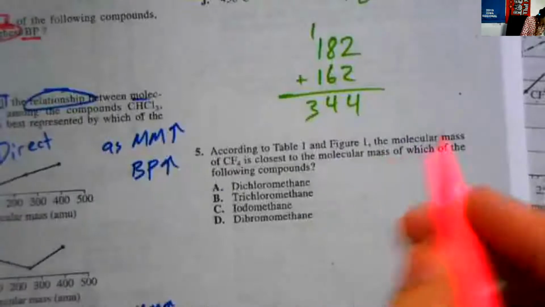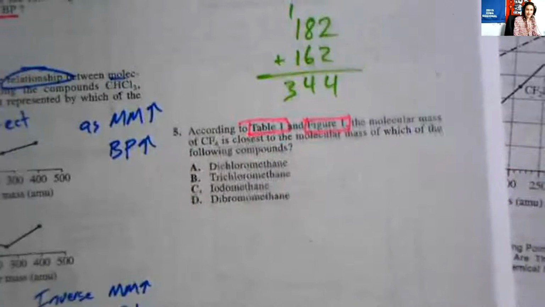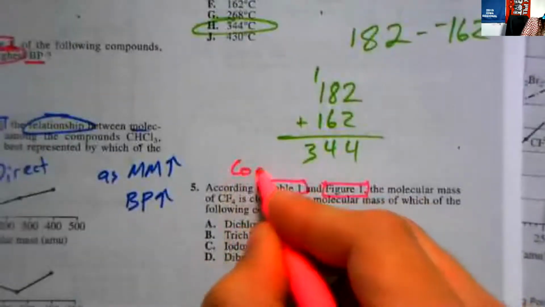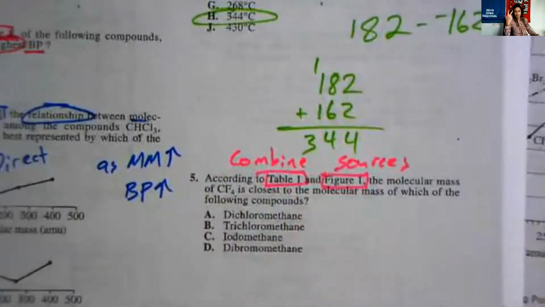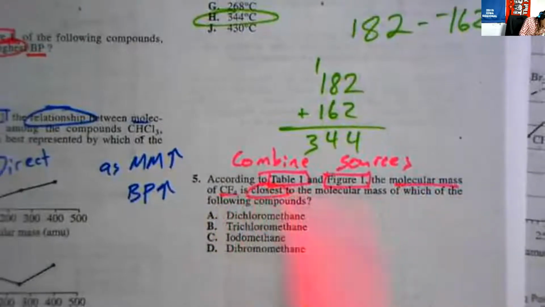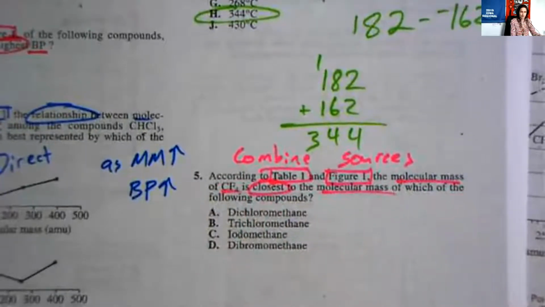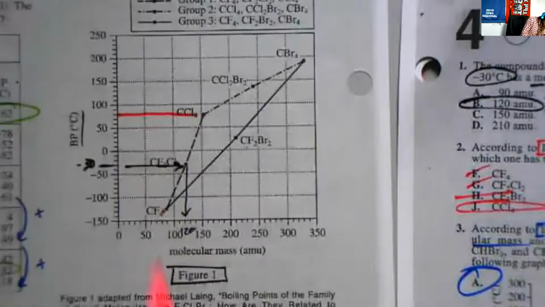According to Table 1 and Figure 1. Great. So we got to combine info. So I'm going to write combine sources. If it mentions two things, you're going to have to put them together. The molecular mass of CF4 is closest, circle that word closest, to the molecular mass of which of the following compounds. All right, CF4. So let's first start with the information they're telling us about. Molecular mass of CF4. Where is CF4? CF4 is right here.